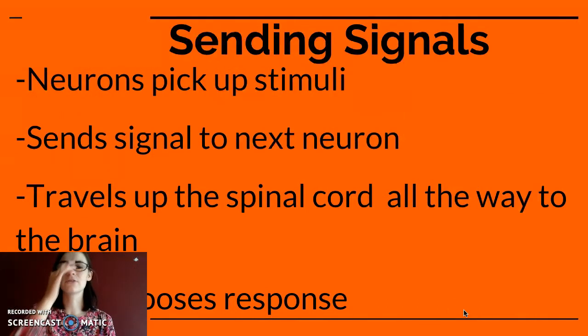So sending signals. The neuron picks up the stimuli. So you put your hand on a hot plate and your neurons go, whoa, that's hot. And then they send that information to the next neuron. So it's like a telephone. They're going, whoa, that's hot, whoa, that's hot, whoa, that's hot. And it travels up the spinal cord all the way to the brain. And then the brain chooses a response. Obviously, if you're touching a hot pan, your brain is going to tell you to take your hand off of it. Now, this happens very, very quickly. It's not a slow process. It's nearly automatic that you touch something hot and you let go.